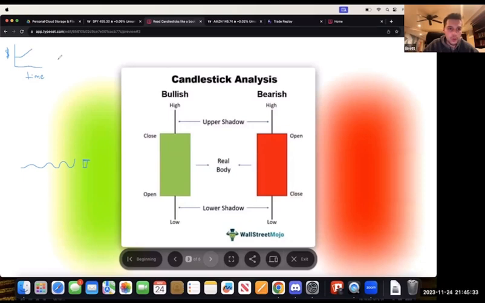Well, the candle would then look like this. It opened over here, and it closed over here, right? That would be the candle, right? That's all the candle is.